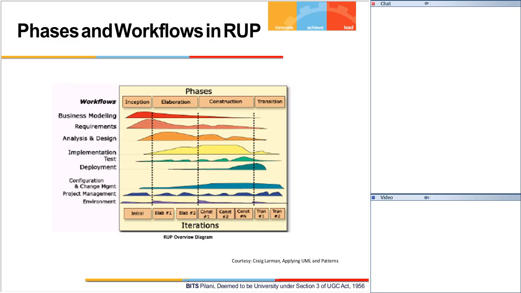So now if you see this diagram again, it has three dimensions, right? So there are phases, there are workflow activities, plus there are iterations to it, right? So every phase is divided into iterations, right? Okay. Now, before moving ahead, I would take up a few questions. So this chat is moving quite fast.